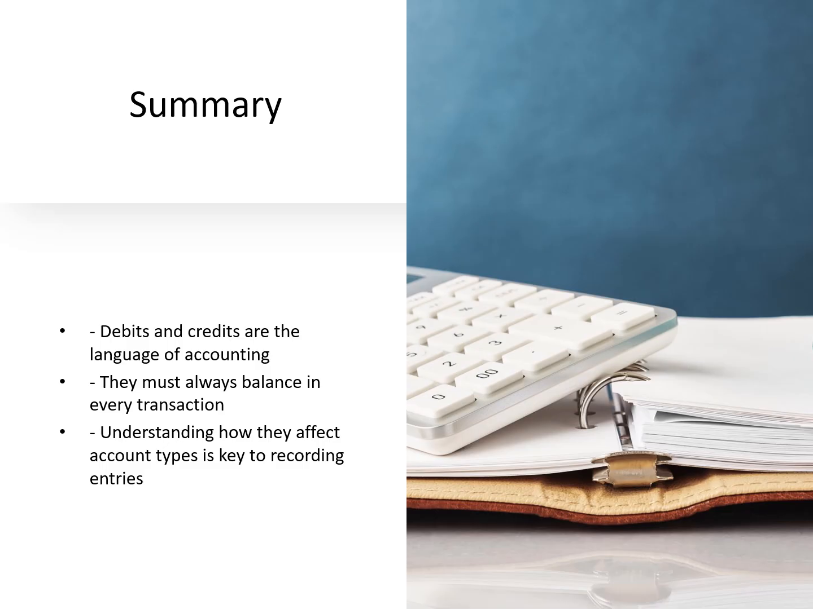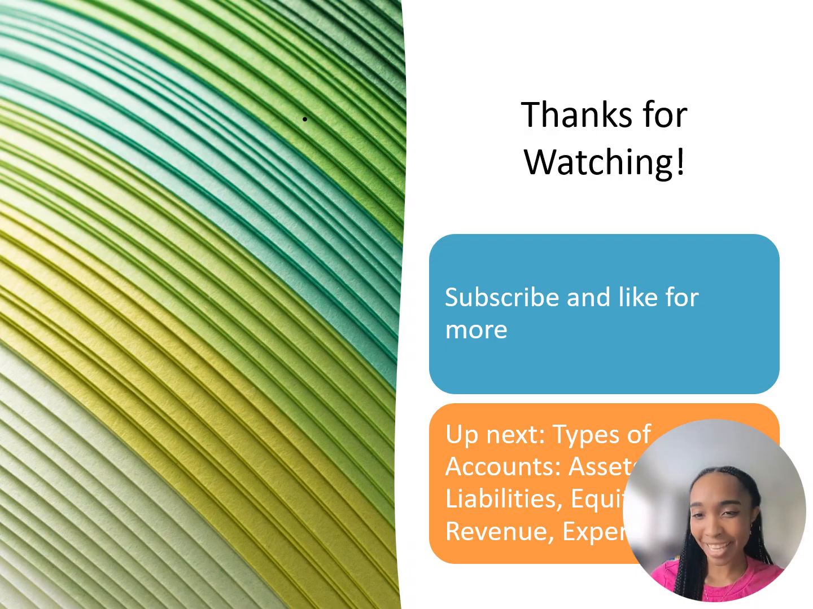In conclusion, debits go on the left, credits on the right. Each transaction must have at least one of each. The effect depends on what type of account you're working with, so mastering this is key to understanding accounting as a whole. So that's the end of this video.